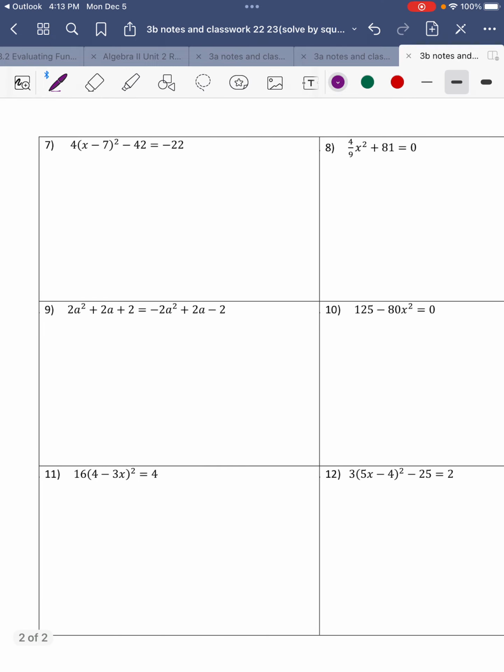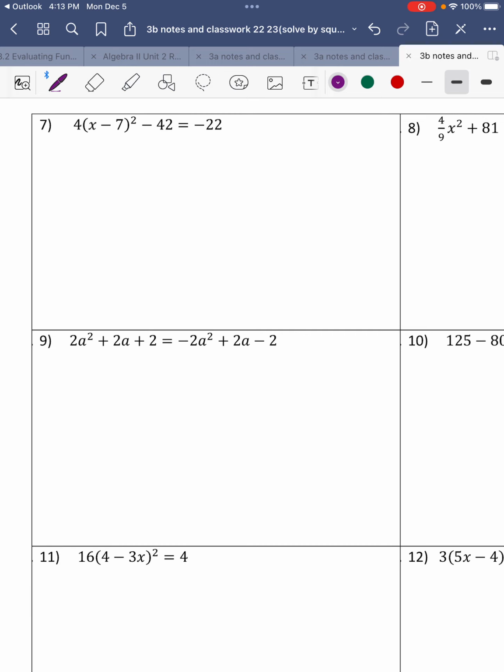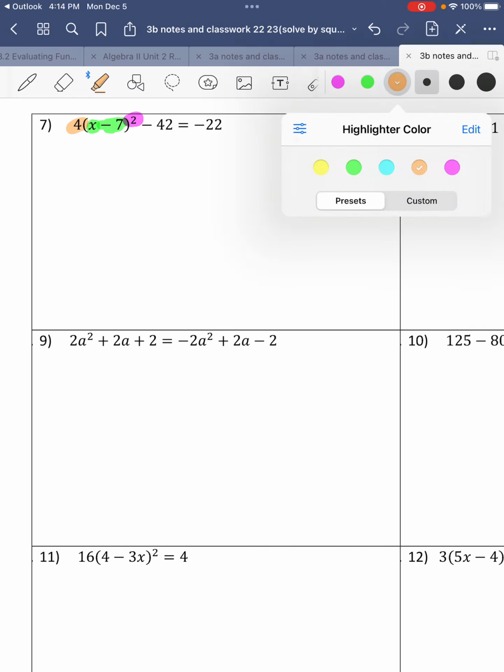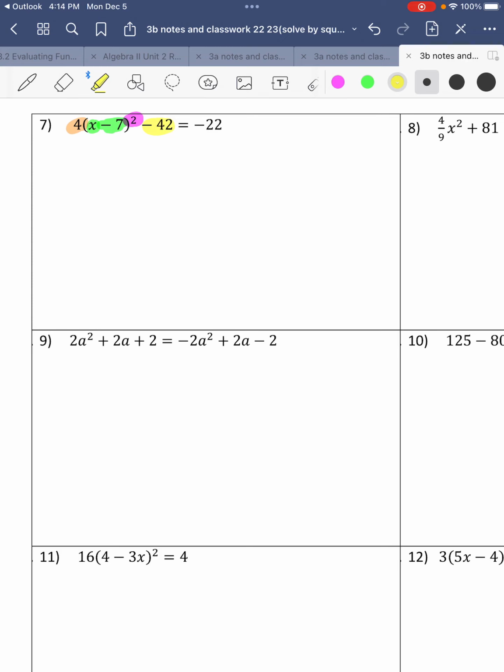Number 7, I changed it, so make sure you change it to the one you see here. For this one, it's very similar to number 6. Order of operations from the x, we have subtract 7, then you have square, then times 4, and lastly, we have subtract 42. So you got to do the reverse order of that.